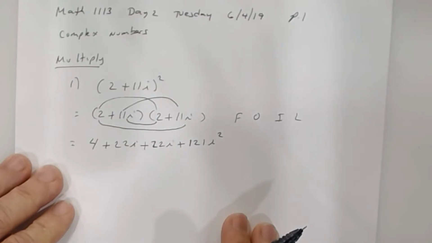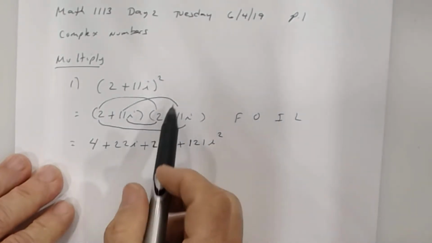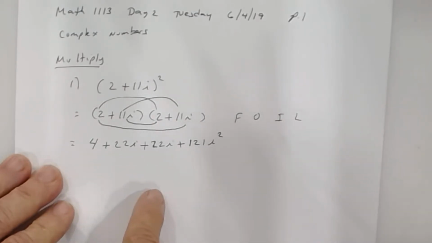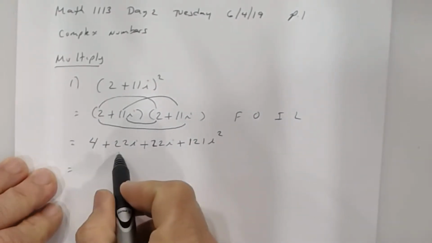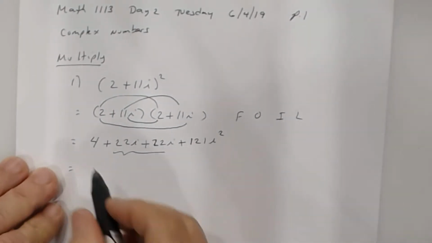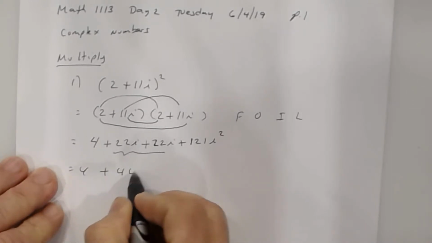Okay? Now, I want you to notice something. When you square a binomial, if you recall that, even when you did that with polynomials, when you square a binomial, what do you notice about the outer and the inner? They're the same. They're always going to be the same when you square a binomial. The outer and the inner are the same. Okay, so now what we can do is we can at least combine the two middle terms. What's 22i plus 22i? So I have 4 plus 44i.